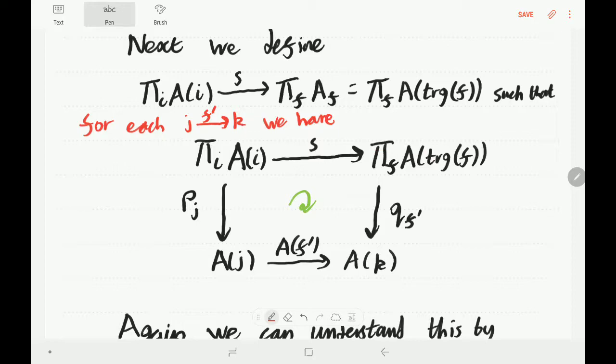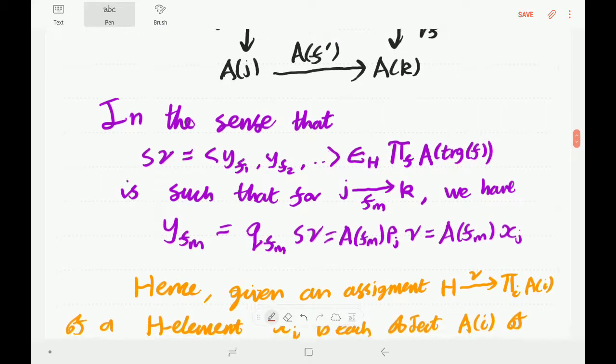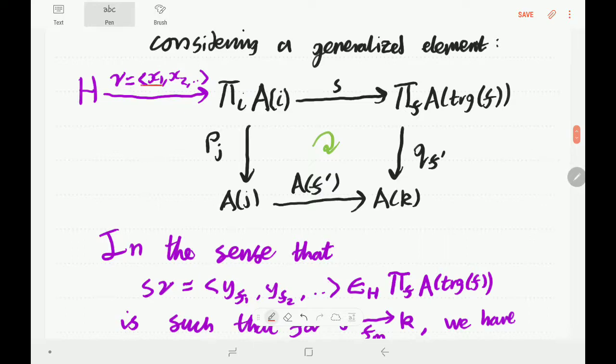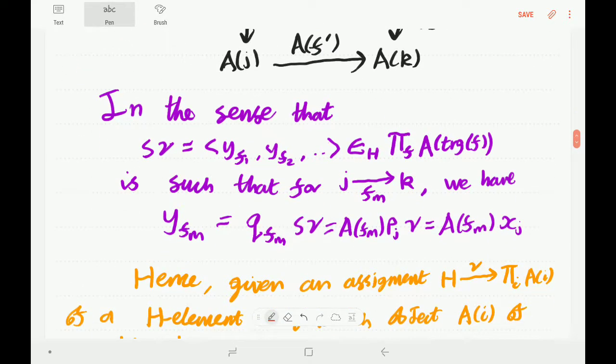So S is again defined as an arrow from this product of A_i's to this product over the arrows of A of the target of the arrow. But now it's defined so that this square commutes for every arrow f' from j to k. So what this means is, well, sort of related. So again, we can think about how this works on generalized elements.